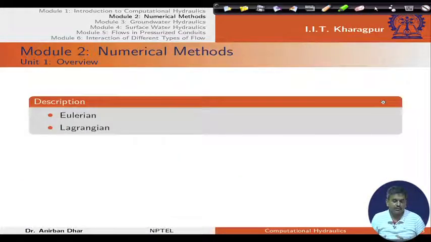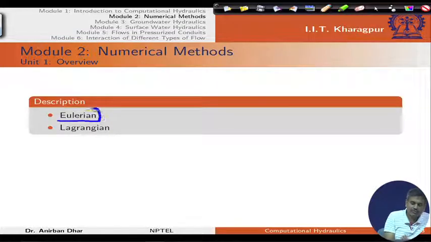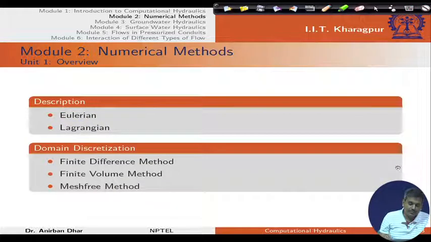In module 2 we started with unit 1, which was an overview of numerical methods, with the Eulerian or Lagrangian description. Out of Lagrangian and Eulerian descriptions, we have covered only the Eulerian description of the problem, and we have solved only this type of problems. For domain discretization we covered finite difference, finite volume and mesh free methods.